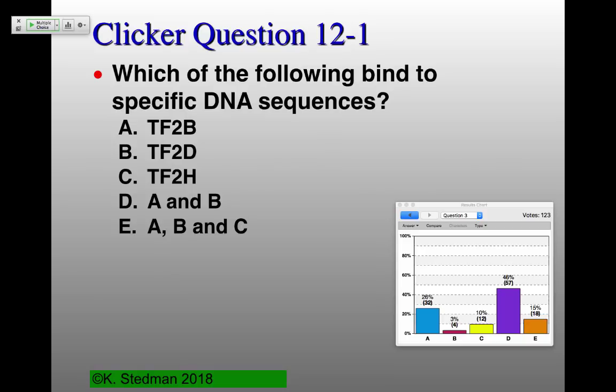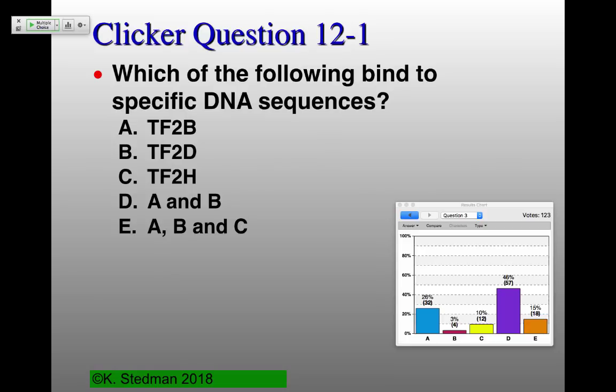The BRE. Yes, it's alphabet soup time. What's the BRE? The TF2B recognition element. If Dr. Bartlett didn't mention this before, elements are going to be DNA sequences. So we'll talk a lot about elements as we move through the rest of the course. So the response element, BRE, TF2B binds to it. That's a specific sequence in part of the promoter. OK, so definitely A. What about B?